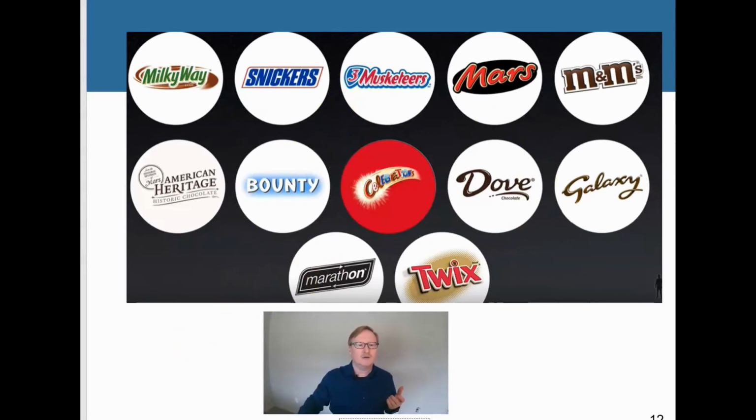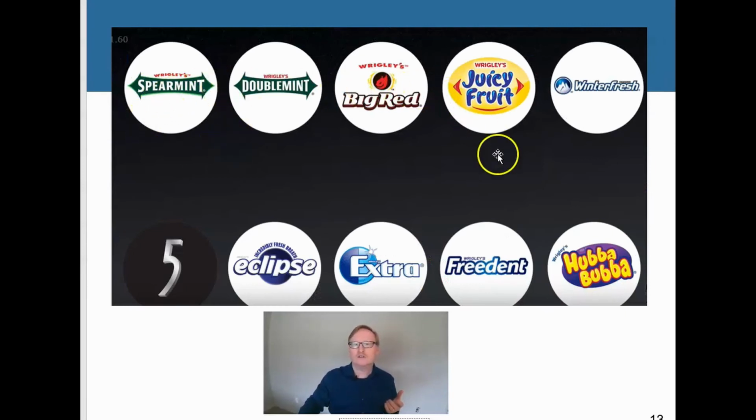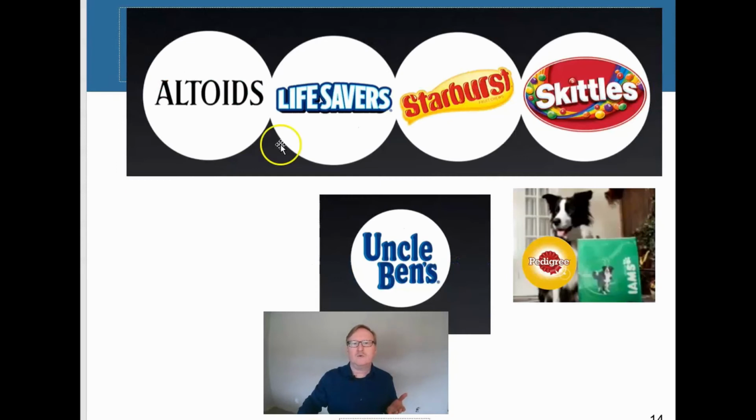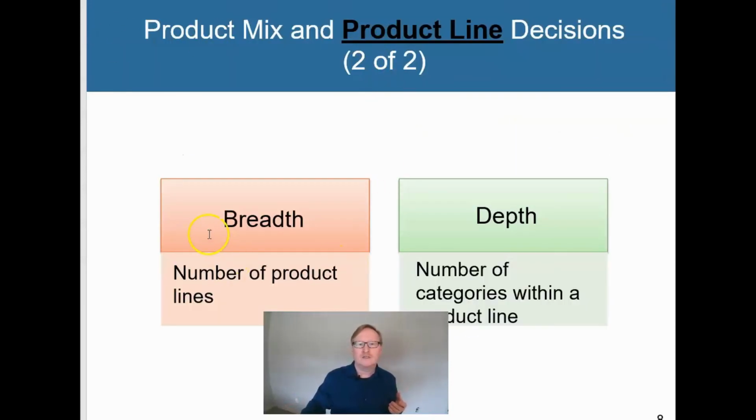line. But if we continue looking at them, well, they also own the Wrigley's brand, which has the gum line, right? They have gum, and then we continue and we have other lines. So this is the Skittles line with Starburst, Altoids, Lifesavers. They have that broad line, and then they even have Uncle Ben's rice, and they have Pedigree and Iams dog food. And so what we're talking about here is the breadth, the number of the product lines.